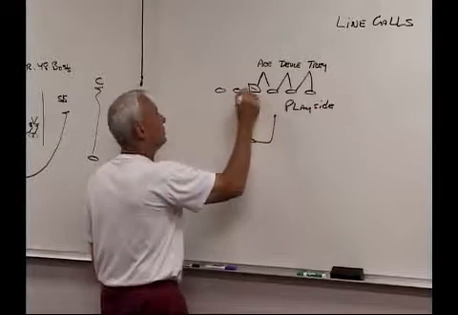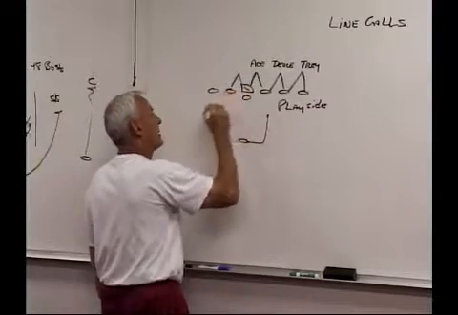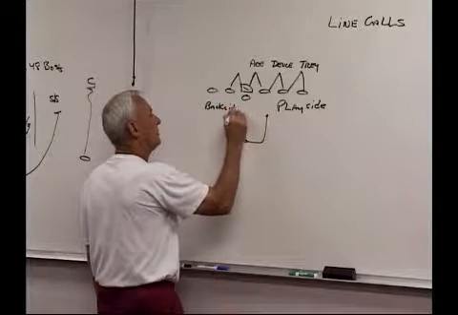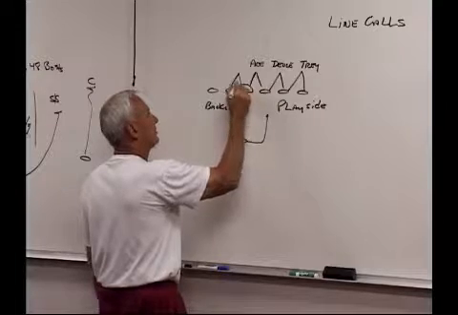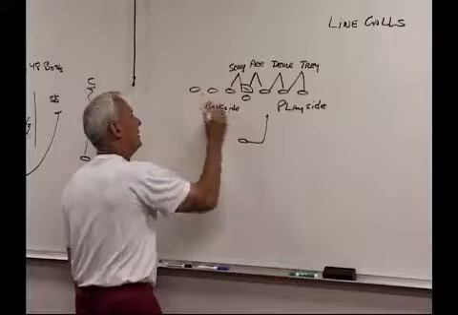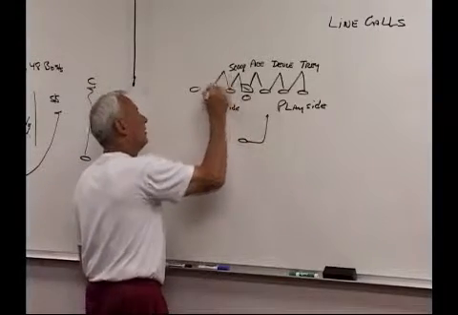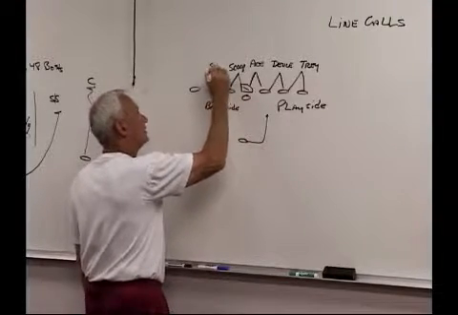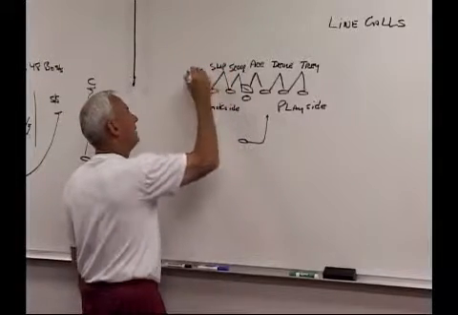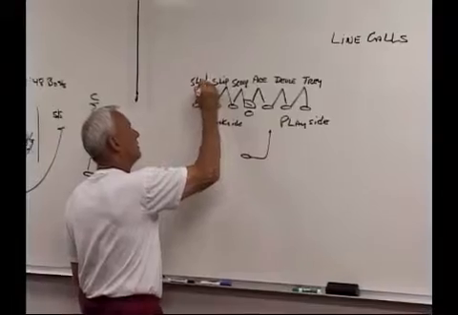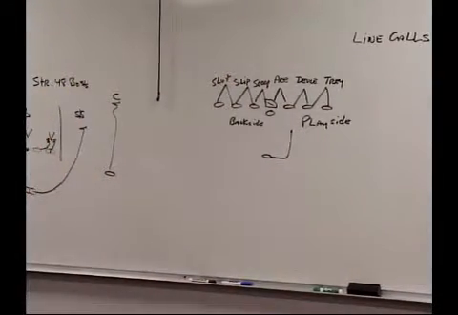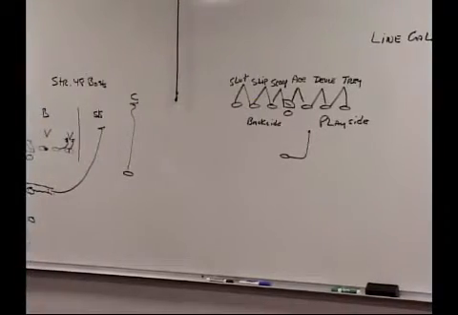All right, this is backside. Anything the center and the backside guard do together is a scoop. Anything that the backside guard and tackle do together is a slip. And anything that the backside tight end and tackle do together is a slut. So we've got scoop, slip, and slut on the backside, ace, deuce, tray on the front side.